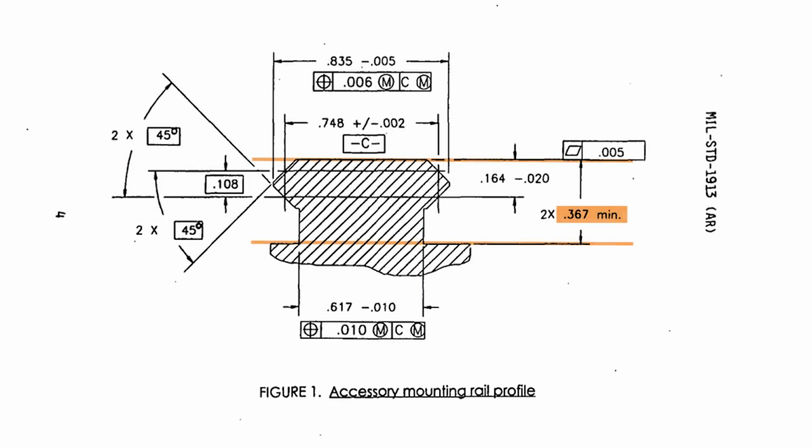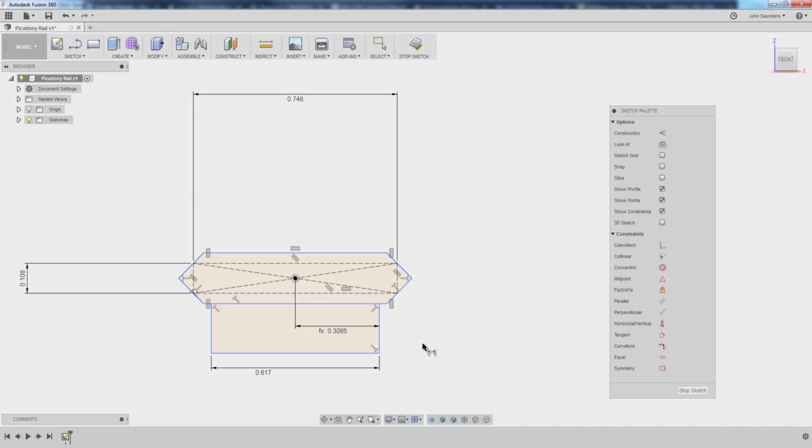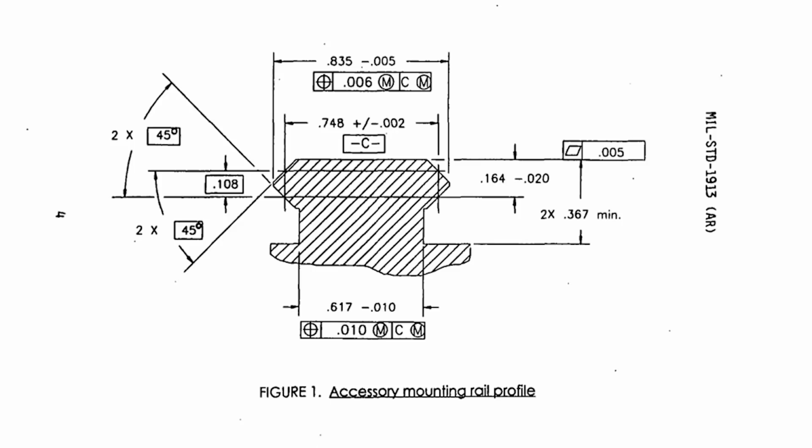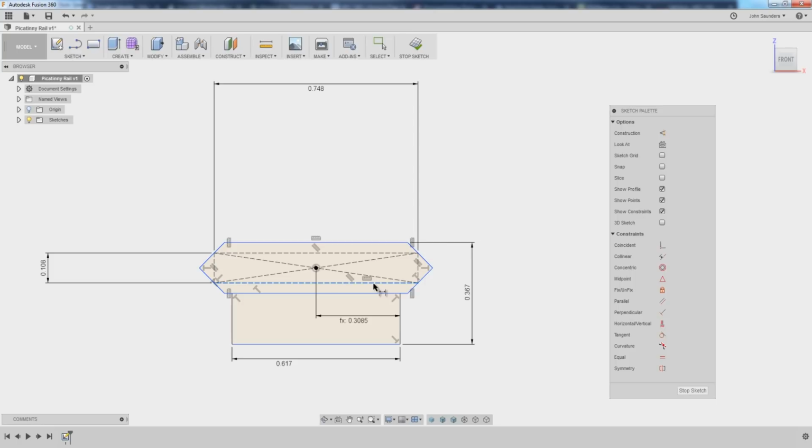We know the height from the top to the bottom is 0.367. D for dimension, here to here, 0.367. And we know the bottom edge of our construction rectangle to the top of the part is the 0.164. So the bottom of our construction rectangle to the top of our Picatinny rail, 0.164.